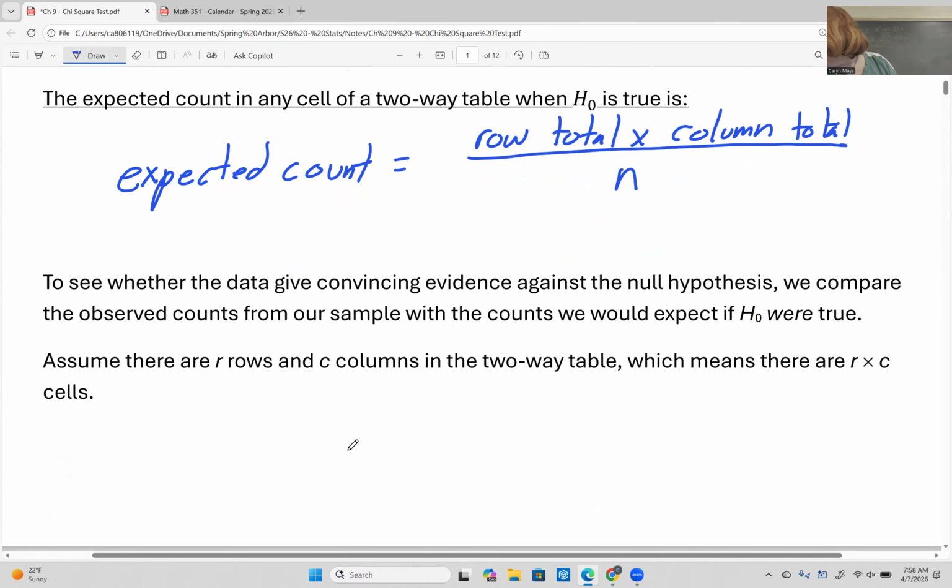Assuming there are R rows and C columns in a two-way table, this means there are R times C cells. And that's going to be important, in that for the chi-square test there's going to be a degrees of freedom as well. The degrees of freedom are going to be my number of rows minus 1 times my number of columns minus 1.